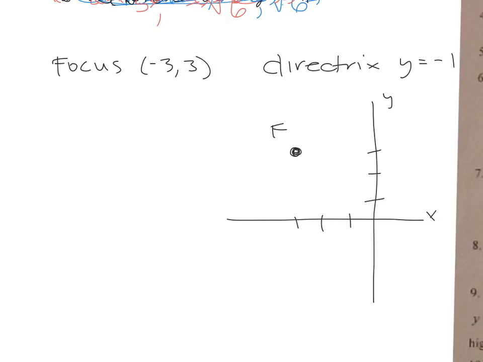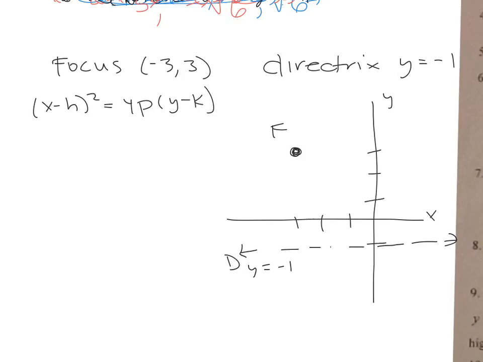There's my focus, and my directrix is y equals -1. It's right down here. Okay, so this is my directrix, and I need to find the vertex, because remember the equation for a parabola is (x minus h) squared is equal to 4p times (y minus k). All right, so I'm looking for h, k now.